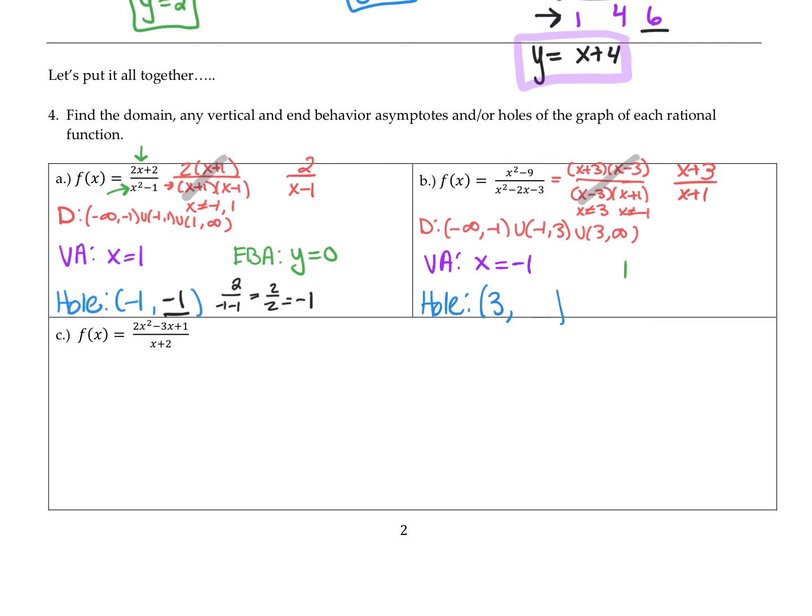My end behavior asymptote, when my numerator is equal to my denominator, meaning the degree of my numerator is the same as the degree of my denominator, that means your end behavior asymptote is just your leading coefficient over your leading coefficient. So 1 over 1 would be 1. So my end behavior asymptote would just be at y equals 1. Now I need to solve for the y of my hole. So I'm going to plug that into the remaining equation. And I'll end up with 6 over 4, which will reduce to 3 over 2.